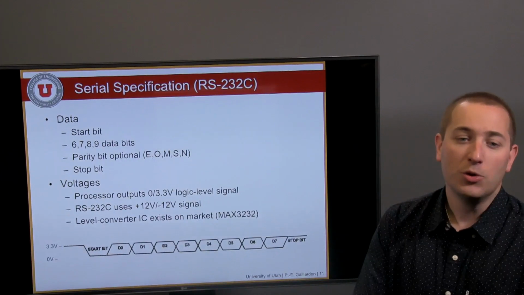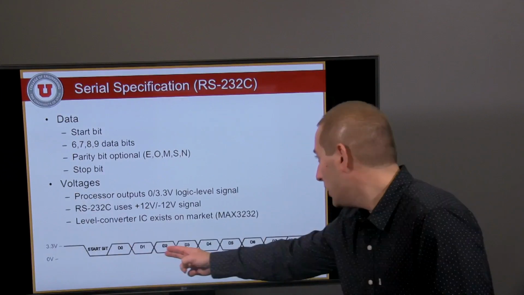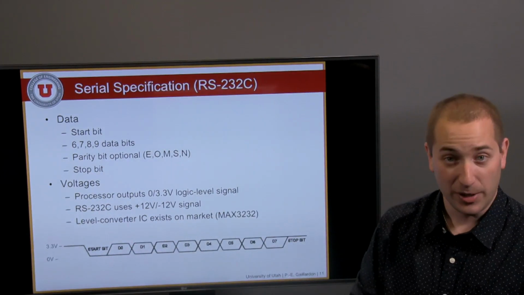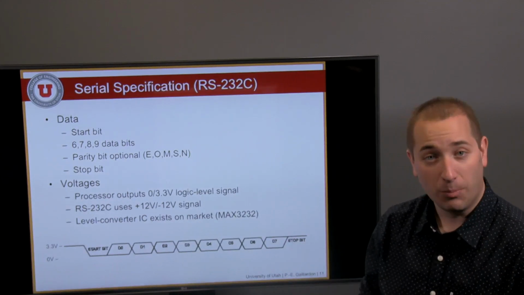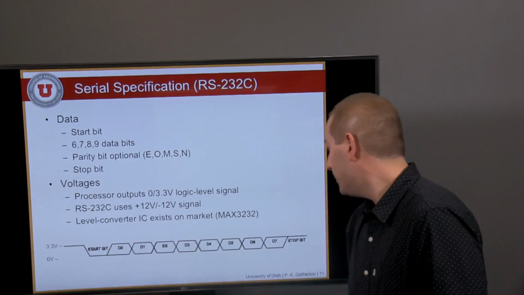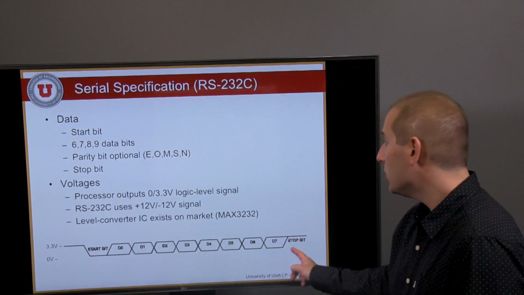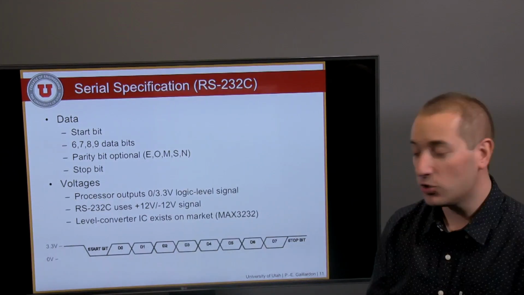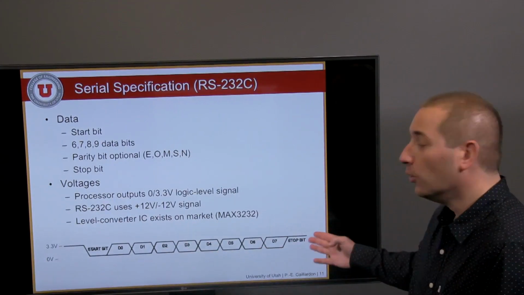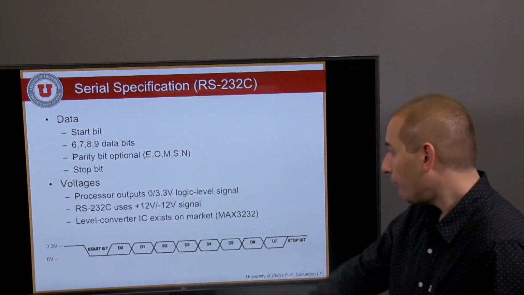The RS-232 specification tells you that your data is submitted as either 6, 7, 8, or 9 data bits. This needs to be selected as part of your UART module. And this is going to be framed by a start bit and a stop bit. Additionally, you can have an additional parity bit that is used to compute the parity of the complete word. That creates a full frame that corresponds to your UART packets.